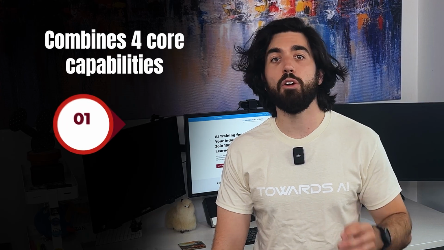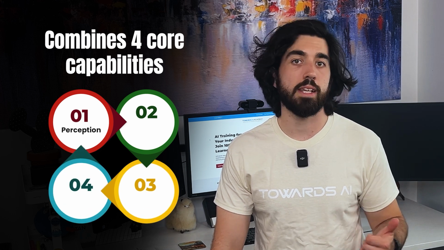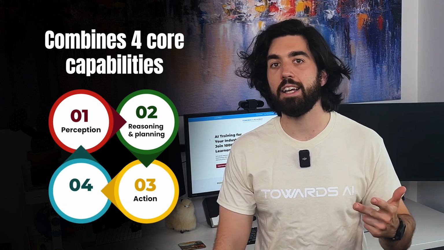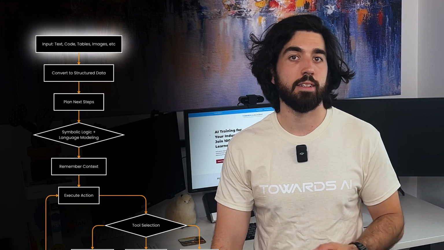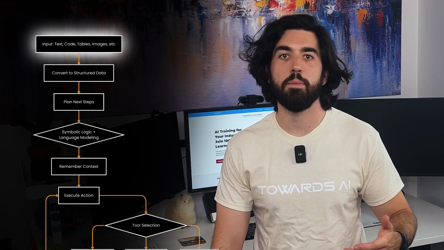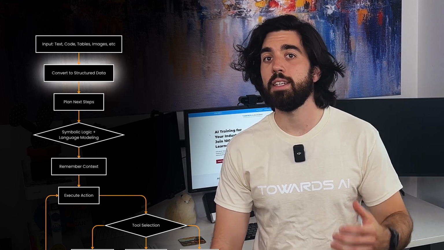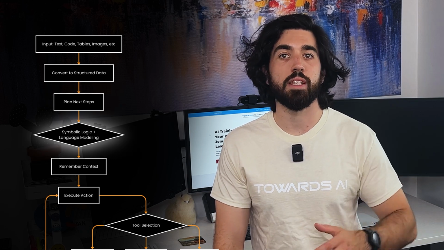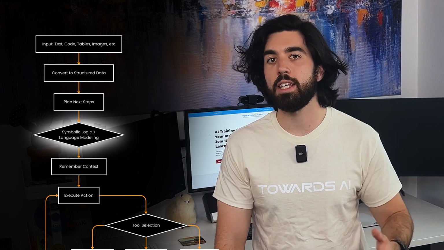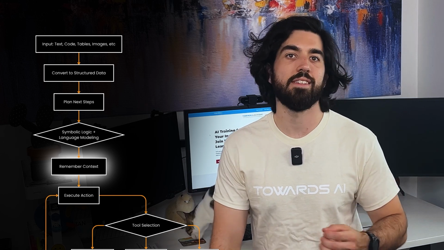Julius combines 4 core capabilities that line up exactly with the agentic theory: perception, reasoning and planning, action, and feedback. It perceives every kind of input you throw at it: code, text, tables, databases, spreadsheets, or even images, and turns them into structured data it can reason with. Then, it plans out next steps using both symbolic logic and large-scale language modeling, remembering every detail of the conversation so it doesn't lose the thread.